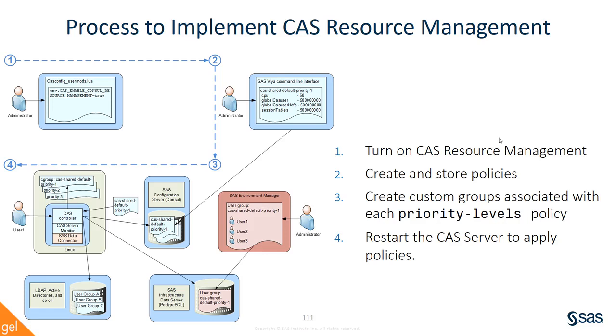So here's our high-level process. We're going to turn on resource management. We're going to create policies. So we're going to dictate what groups have which proportion of the resources to use. We're going to create groups that correspond to each of my policies. So if I have a policy 1, I'm going to have a policy 1 group, and anyone who's in that group gets policy 1. Pretty simple. And then finally, in order to pick up all this new stuff, we have to restart CAS, unfortunately.